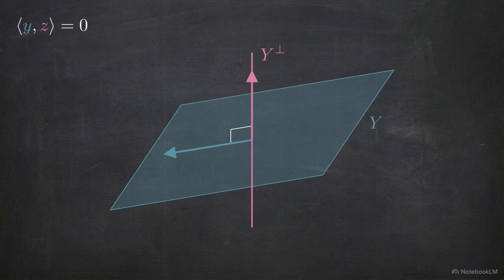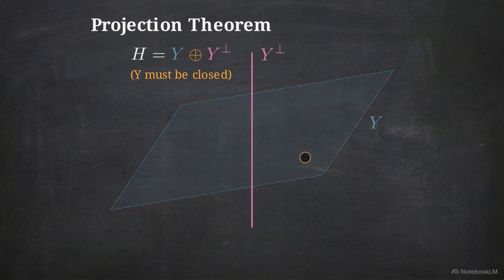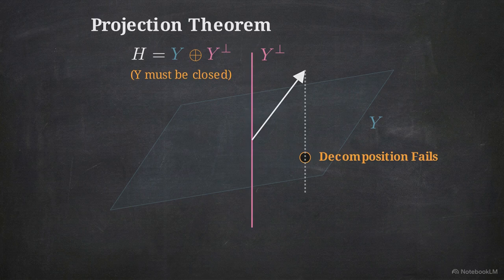The projection theorem formally states that if y is a closed subspace, the entire Hilbert space can be written as the direct sum of y and its orthogonal complement, y perp. Notice the requirement that the subspace must be closed. If the plane is missing its boundary points, our dropped shadow might not actually hit a valid vector. It slips into that void and the decomposition fails.